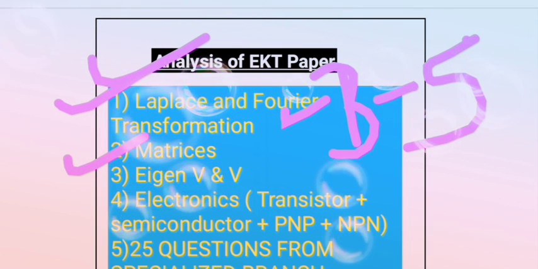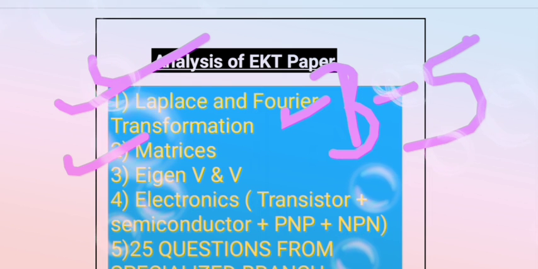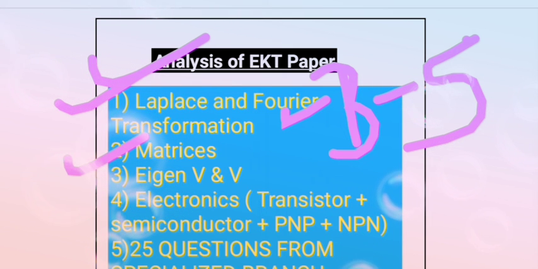Okay, and second is your matrices. Here also questions are asked from matrices like orthogonal, skew matrices, real symmetric matrices, and all. And also questions are asked from eigenvalue and eigenvector. So these are the most important, because in matrices also 2 to 3 questions are asked, and in eigenvalue and eigenvector, the total number of questions coming is 2 to 5. So you should consider these most important topics.